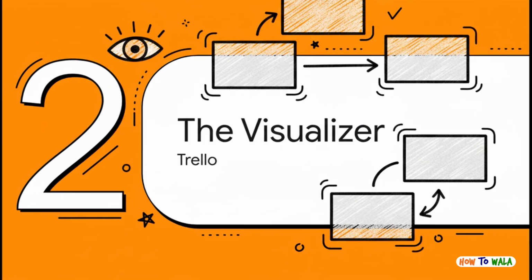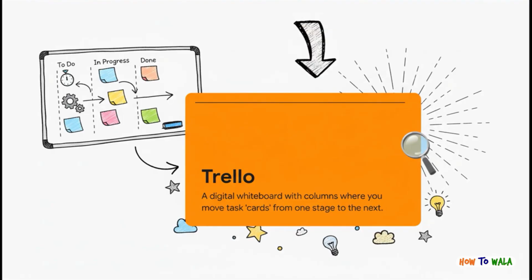Okay, so that's one way to do it. But let's look at a totally different approach to digital order. If Notion is for the architect, our next tool, Trello, is for the visualizer. The best way to get Trello is to just picture a big whiteboard with sticky notes. That's pretty much it. Every task is its own little card, and your workflow is just a set of columns. The entire goal is just to move those cards from the left to the right, from to-do to done.